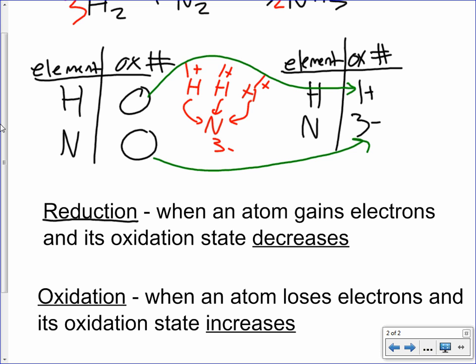So anytime you do a redox reaction, you're going to have to be able to identify what element or elements were oxidized, what element or elements were reduced. Okay? That's kind of the key to redox. And if you can do that, then you pretty much get the gist of the whole thing. So let's try just a couple examples of this.